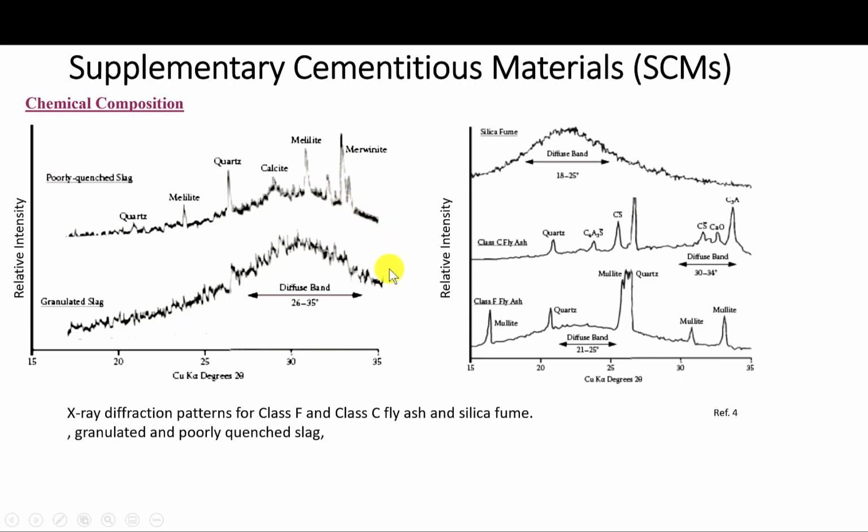Notice here the difference between the granulated slag and the poorly quenched slag. In the case of the granulated slag, this diffuse band, the large hump, indicates reactive or amorphous silica, versus this one where it has many crystalline products. Of course, this one is going to be less reactive than the other. So quenching of certain SCMs like the slag is key in order to ensure that we end up with amorphous material that will be reactive.